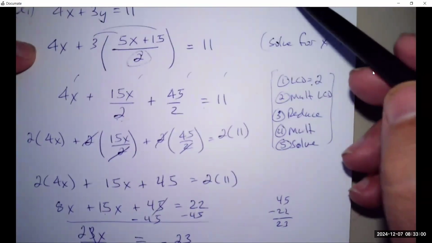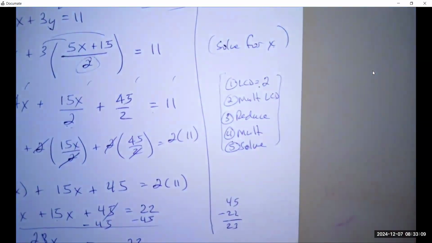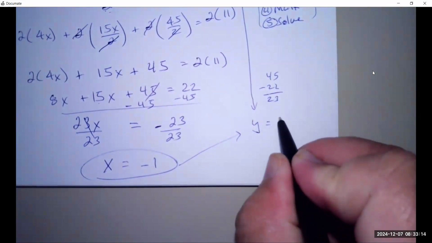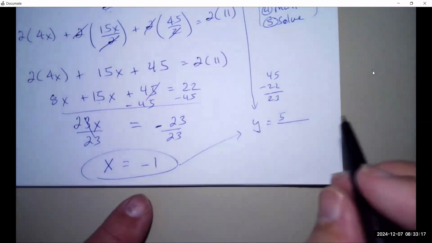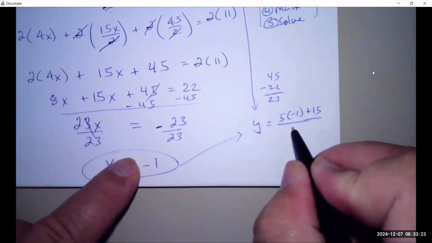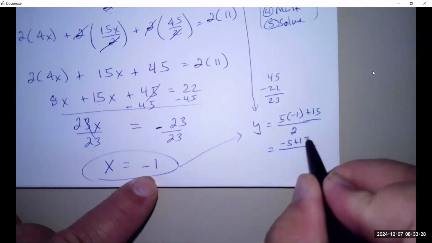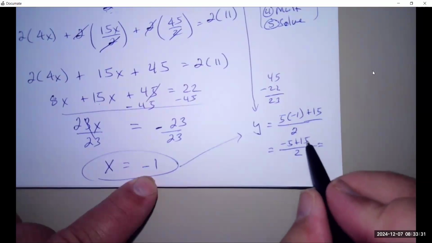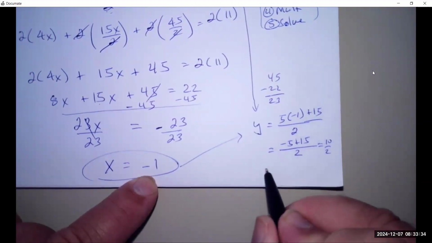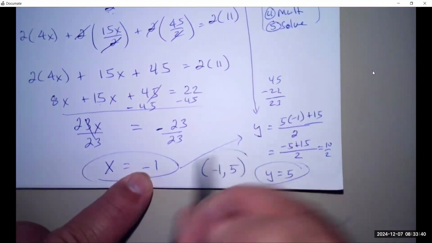The y component is up here. So I take that and these and combine them. So y is equal to 5 times -1 plus 15 over 2. 5 times negative 1 is -5 plus 15 over 2. 15 minus 5 is 10 over 2. So y is equal to 5. So the answer is at -1, 5. We have an intersection.